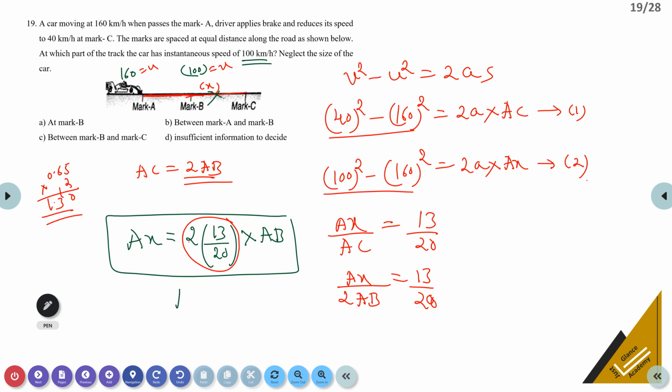AX is greater than AB. This is the logic you have to apply. AX is greater than AB. So that the vehicle reaches 100 km per hour between B and C. So this is the right choice. Interesting problem, students.